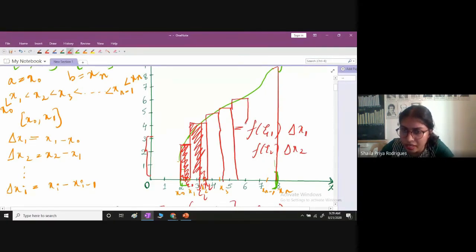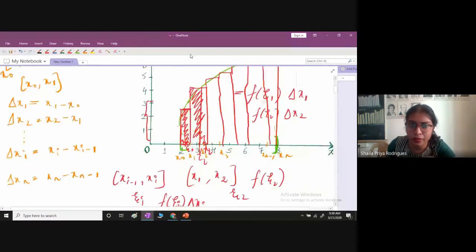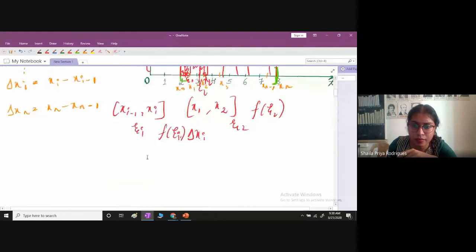You'll get rectangles like these. So when you add up the sum of the areas of all these rectangles, it's approximately going to give you the area under the curve. Understanding? Okay. What was this area though? What is the entire area now in terms of f of xi I, delta xi I? Can I write it over here?